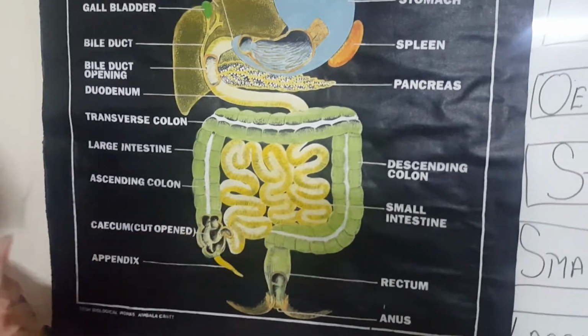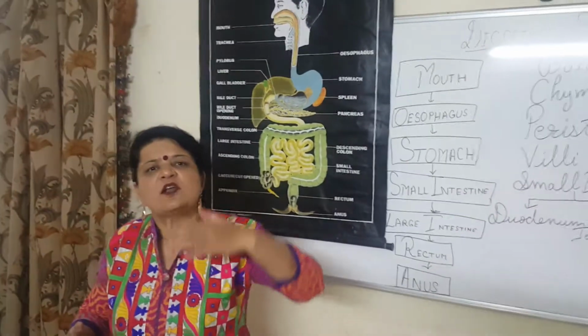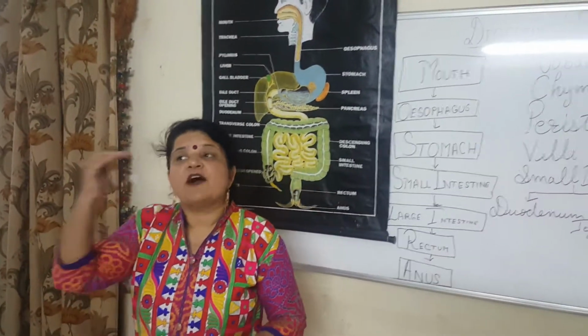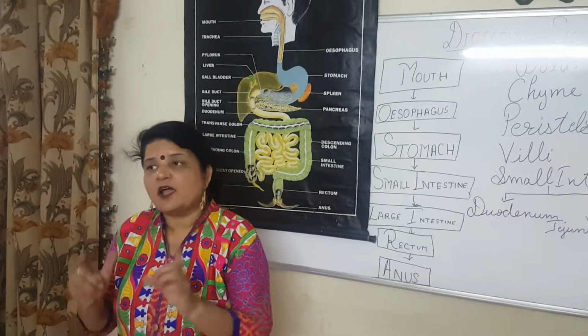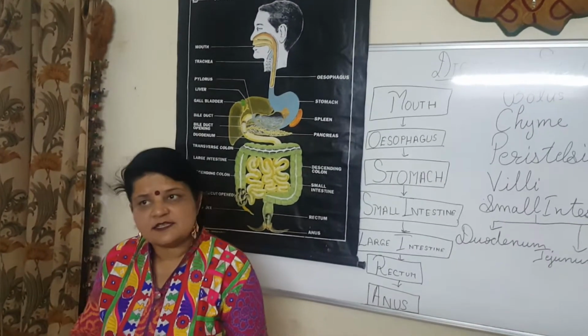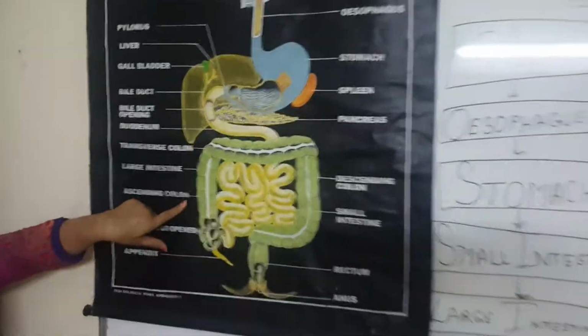Okay, now you might have learned the numbers in your maths: 1, 2, 3, 4, 5. So these are all ascending numbers, or 5, 4, 3, 2, 1. These are descending numbers. Are you clear with the terms ascending and descending? So from there you could remember the word ascending colon.